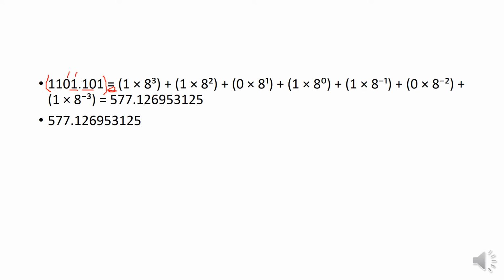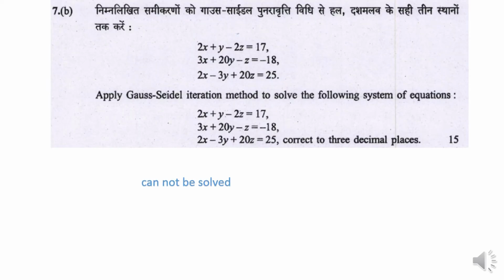So this digit is multiplied by 8 to the power 0, the next by 8 to the power 1, then 8 squared, 8 cubed. Here this is 8 to the power minus 1, 8 to the power minus 2, 8 to the power minus 3. So we multiply them, add them, and we get the number in decimal.